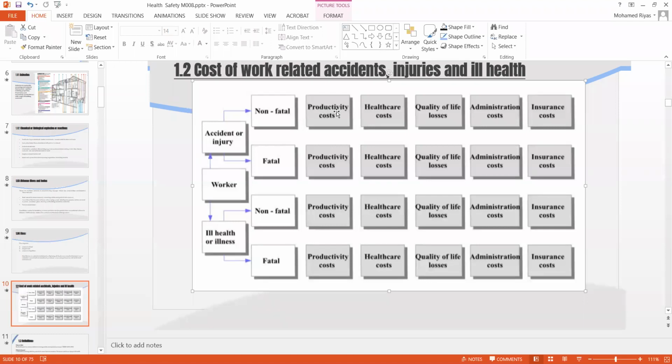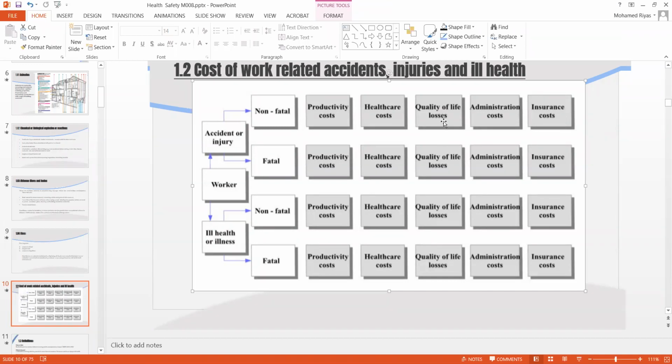The first one is productivity. Definitely there will be a loss of productivity if there is an accident or injury. Then the second category is the healthcare cost. People need to spend money on recovering from the injury, or if there is a fatal injury, the same category applies, and eventually you will end up paying extra money. Then the third category is quality of life losses. If a workman loses a part of his body, his leg or hand, his quality of life suffers forever. So this is also a kind of loss.